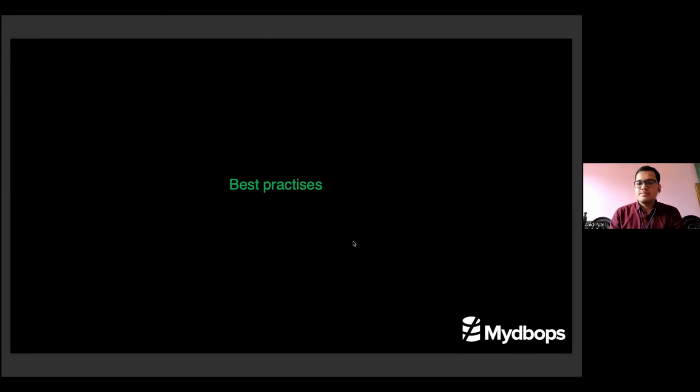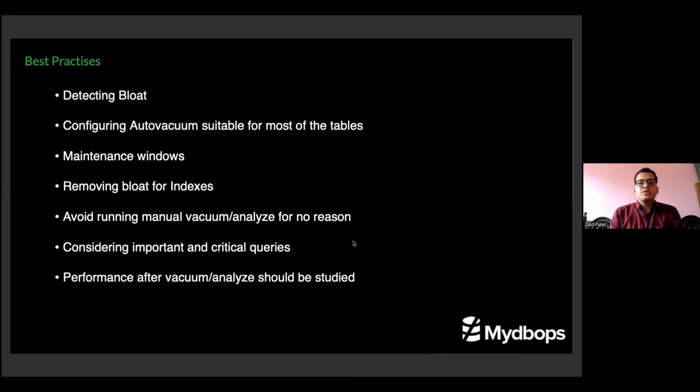So at the last, some best DB practices to keep in mind. The first one is to detect the bloat. So we should have an idea of bloat on the tables that are generally being accessed more frequently than the others. At the start I shared a query that can be used to check the bloat in the tables. The bloat should be detected so that we can plan on triggering vacuum or analyze on those tables.